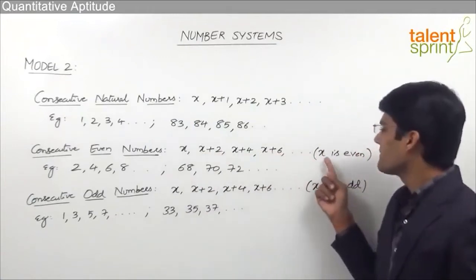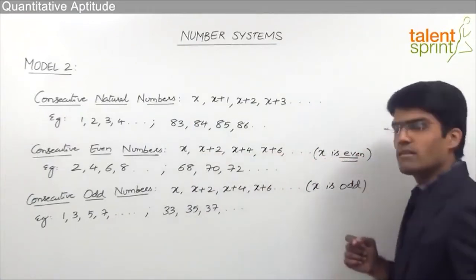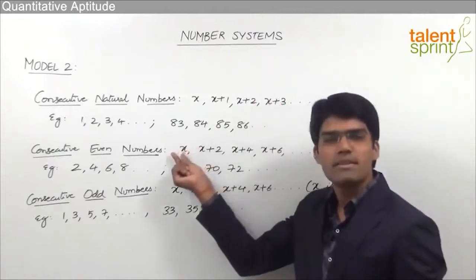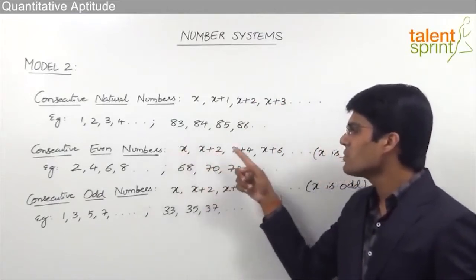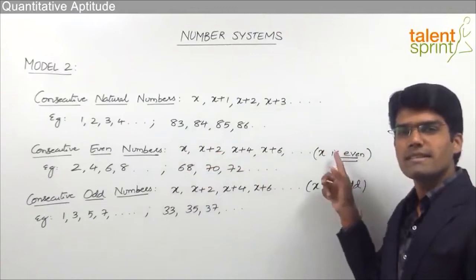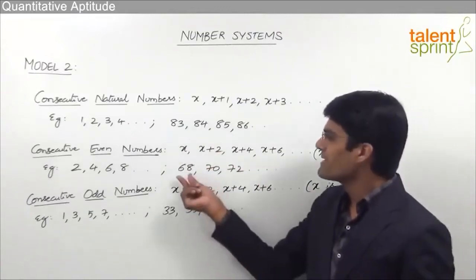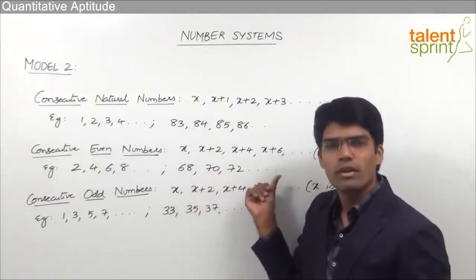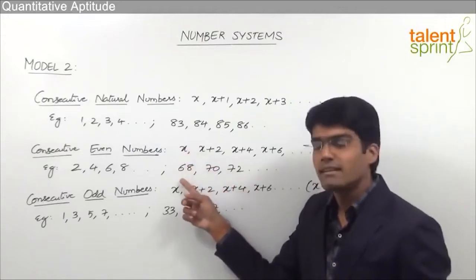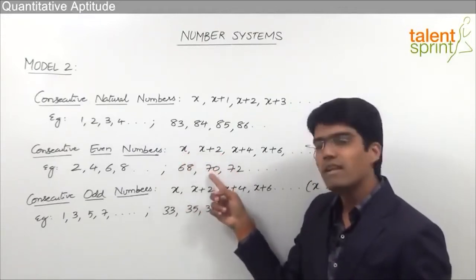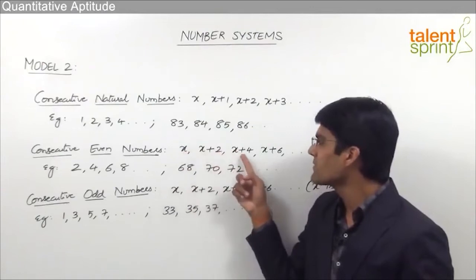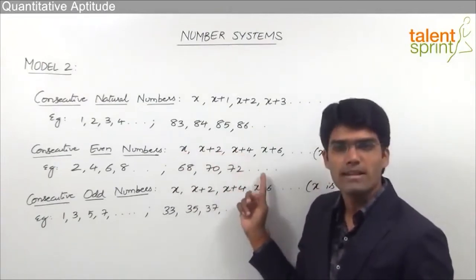And remember, the first number x has to be even. So if we take any even number in place of x, then following x plus 2, x plus 4, x plus 6 will give us consecutive even numbers. For example, 68, 70, 72 and so on. If the first number x is 68, then 68 plus 2, 70 will be the next even number. 68 plus 4, 72 will be the third even number and so on.